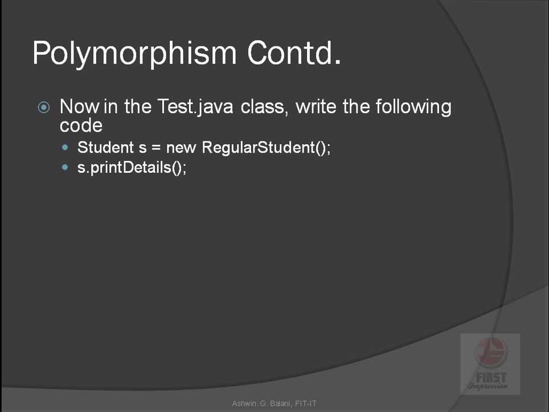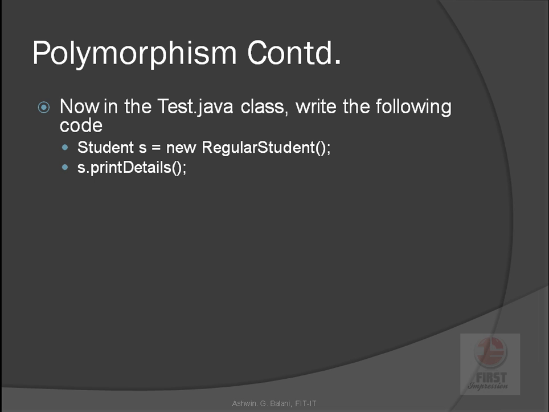Now in the Test.java class we will write the following code. We'll say Student s equals new RegularStudent. Now this syntax might be a bit new, but we'll first understand it. Whenever we say Student s, that indicates that s is an object of the Student class, and whenever we say new RegularStudent, this indicates that you create a new object of the RegularStudent class.